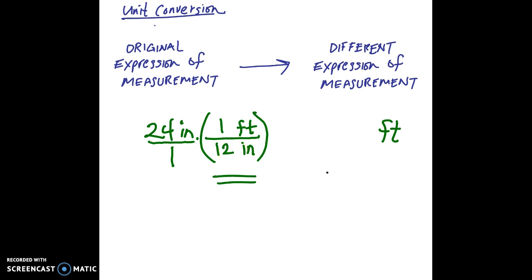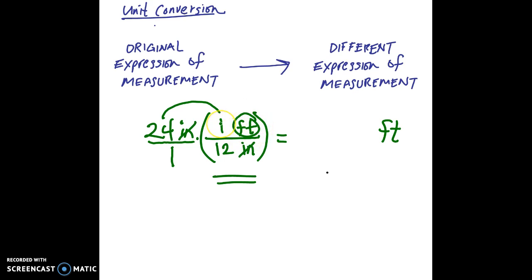So when I multiply my 24 inches by this conversion factor, I'm going to get a result. And the inches will cancel out. The inches in the denominator cancel out with the inches in the numerator. And that's all I can cancel out. So now I have to do the fraction math, multiply the numbers together. And the only unit left is the foot.